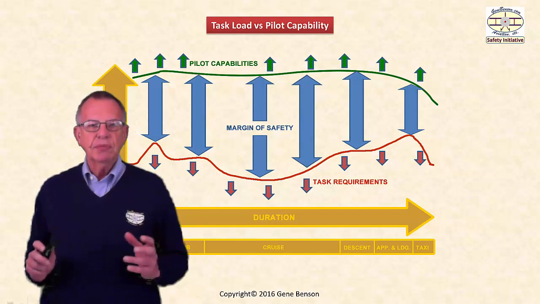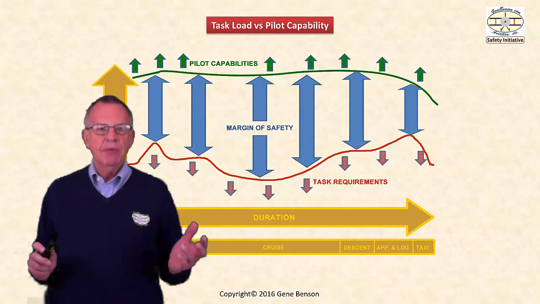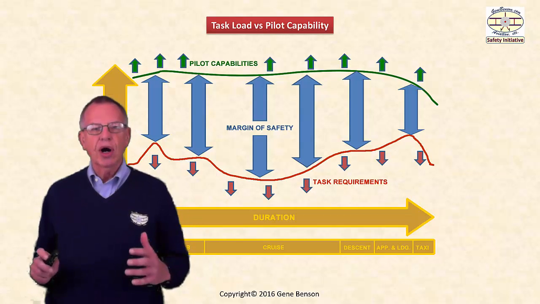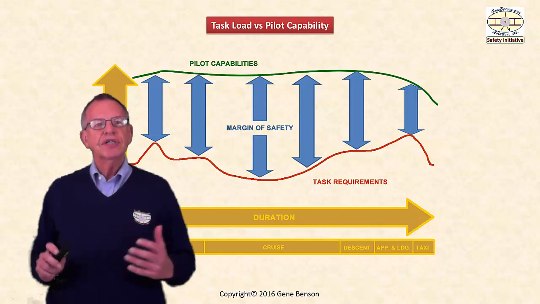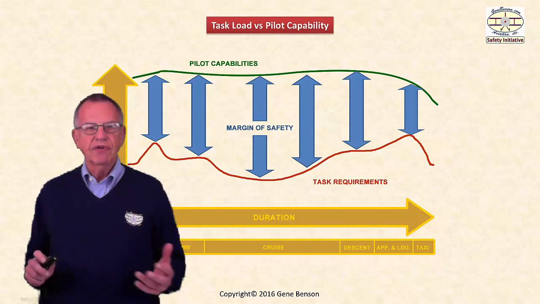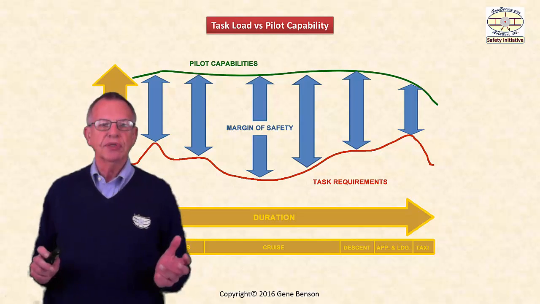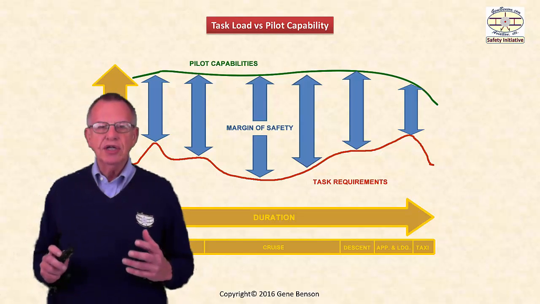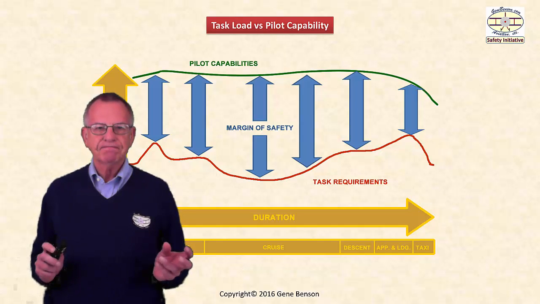The pilot's objective should be to increase the distance between the two curves. We can do that by reducing the task requirements or by increasing the pilot capability. If we're serious about being safe, every flight should begin with a risk analysis. There are several models out there for doing risk analysis, but what we really need to do is to think about the task load versus capabilities graph.